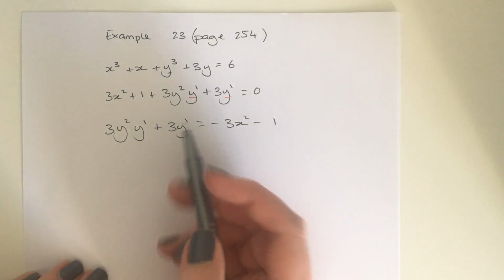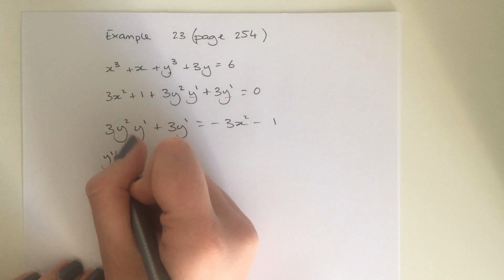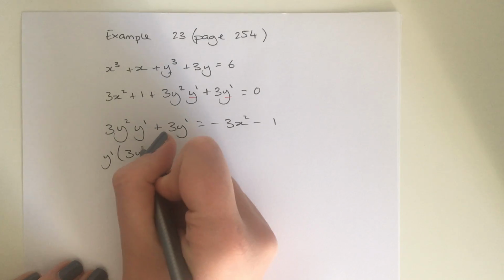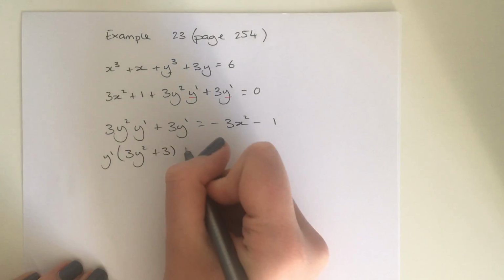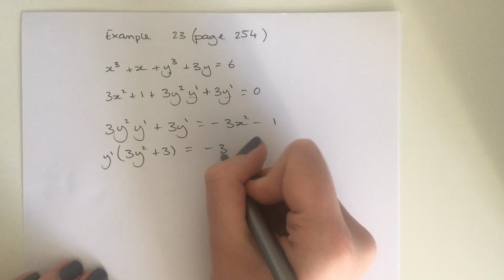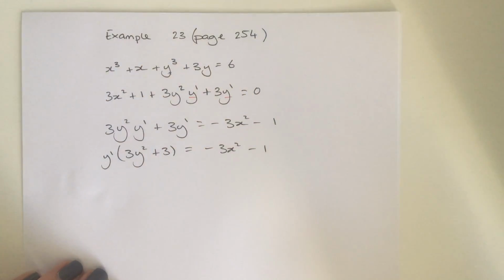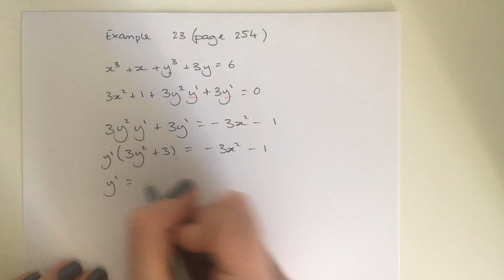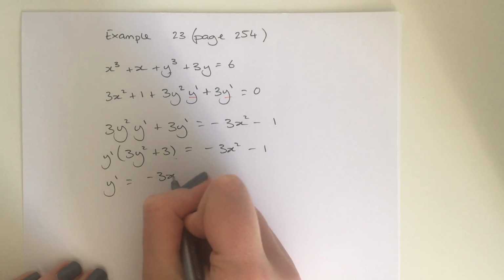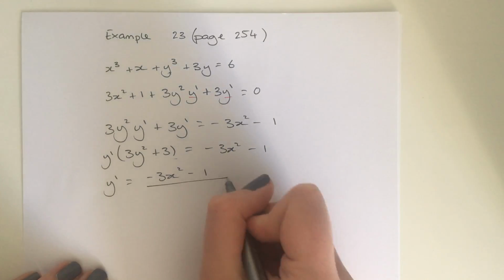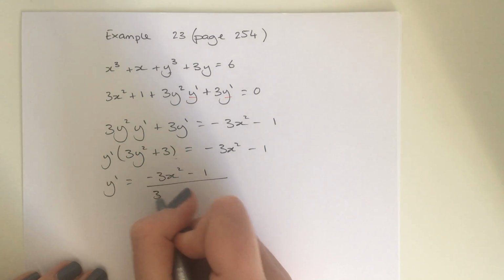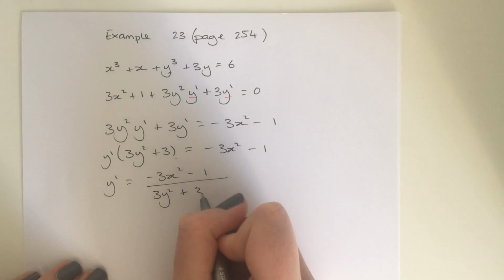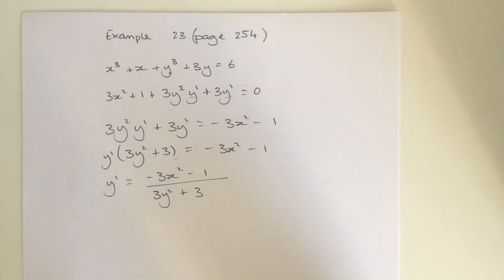Now I can factorise out y dash here: y dash times (3y squared plus 3) is equal to minus 3x squared minus 1. And now I can divide through by this thing here, so I've got dy by dx is equal to something. y dash is equal to minus 3x squared minus 1, all divided by 3y squared plus 3. And this is my derivative.